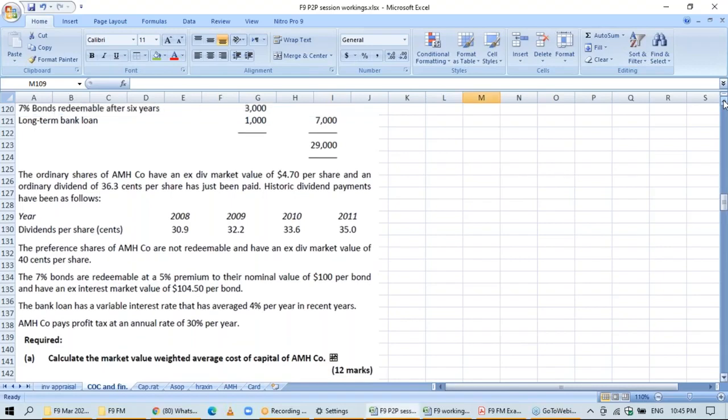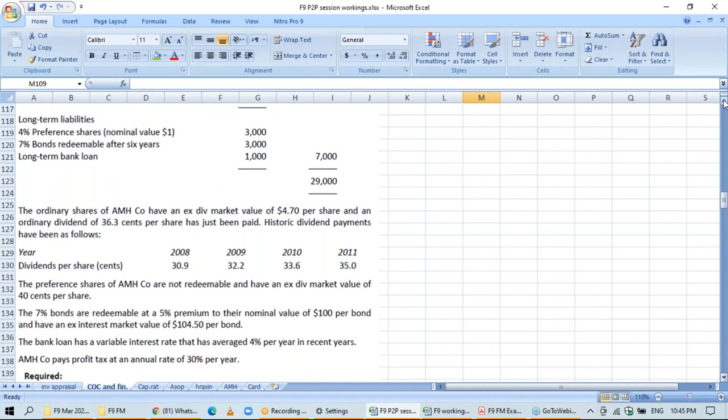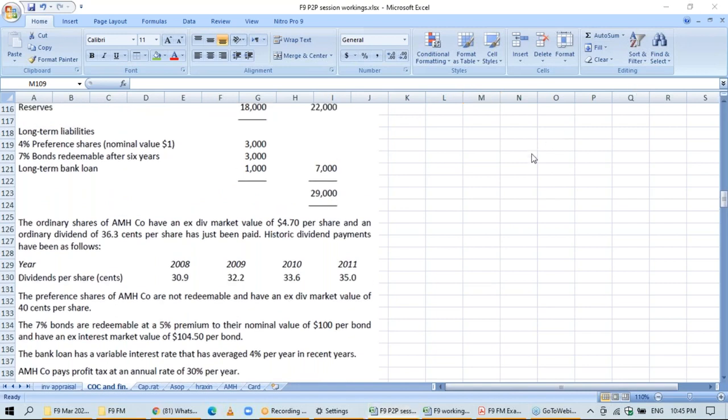Okay, students, the requirement is to calculate the market value weighted average cost of capital, right? So in this question, in order to calculate the cost of capital, let me give you a tip first on what you need to find in the question first. Find the sources of finance, the sources from where the company gets funds. See, they are generating funds from preference shares. They are generating funds from 7% bonds. They are generating funds from long-term bank loans. And apart from these three items, they are generating funds from equity as well.